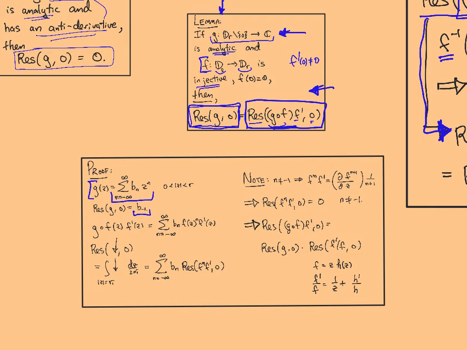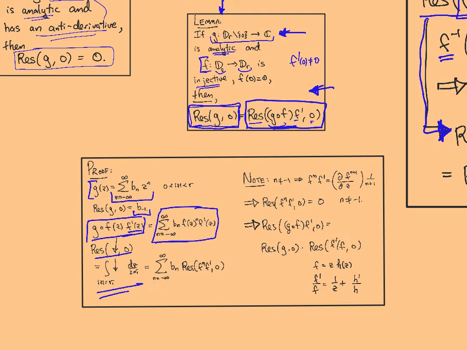And if I plug F in here and multiply by F prime, I get this series. And I'll leave out some details here, but you can show that this converges absolutely and uniformly on sub-annuli. Okay, and I want to show that the residue of this at 0 is just the residue of G at 0. So to compute its residue, I'll integrate it around a small circle.